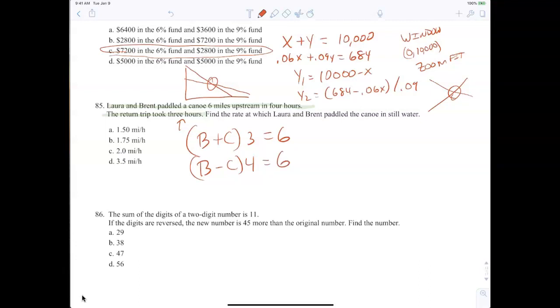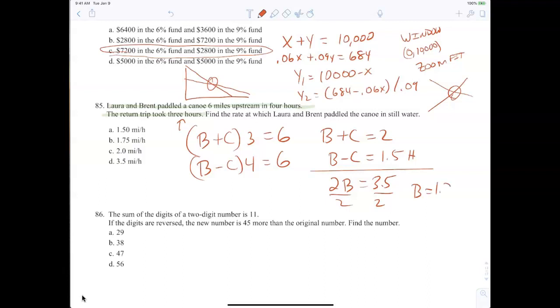So now I think we should divide by 3. So the boat plus the current would be 2 hours, and the boat minus the current would be 1.5 hours. So now we can add them. 2b equals 3.5. Divide by 2. So the boat was going 1.7 miles per hour. So that's why the correct answer was B.